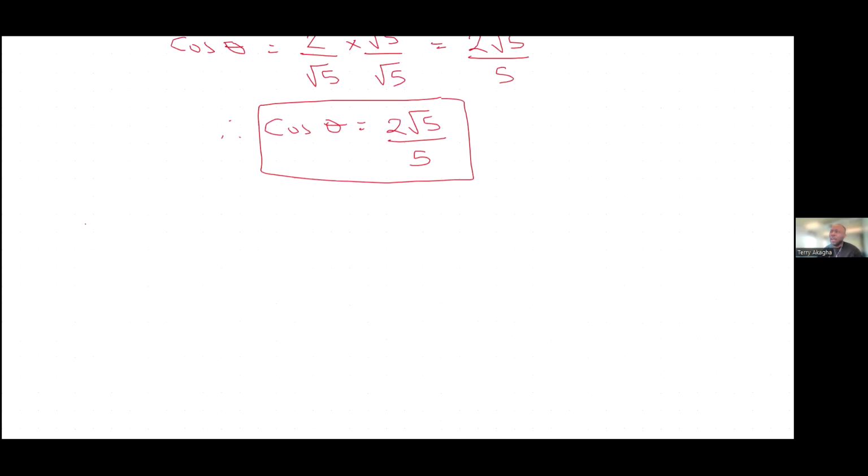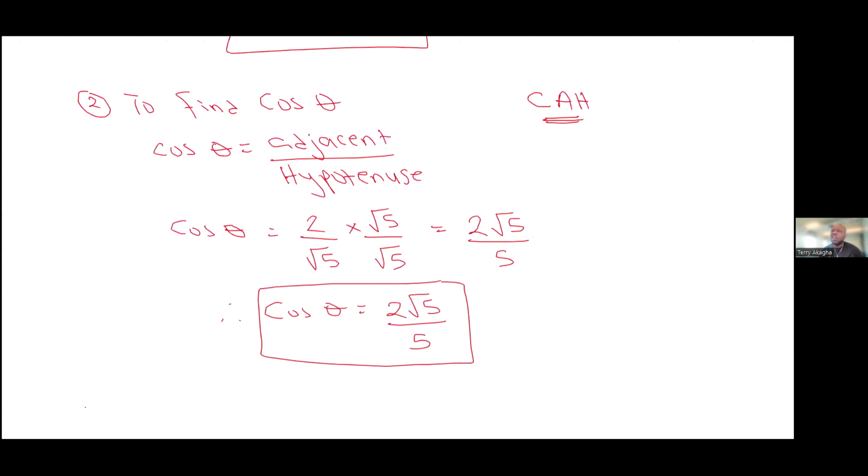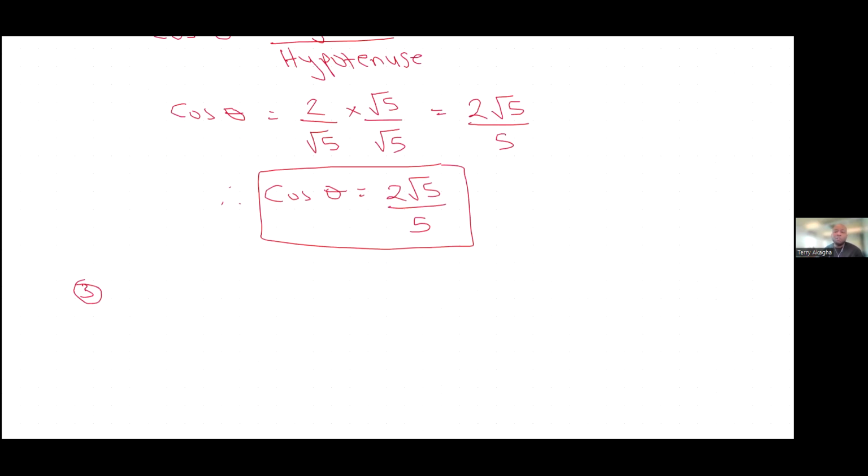But in the exam or in any related exam you have or any worksheet, one will be fine, all right? If you use any of them, you should get the same thing. So now this time we want to find theta, okay? So we can use cosine. So we know that cos theta was equal to 2 root 5 divided by 5. So then theta is going to be equal to the cos inverse of 2 root 5 divided by 5.